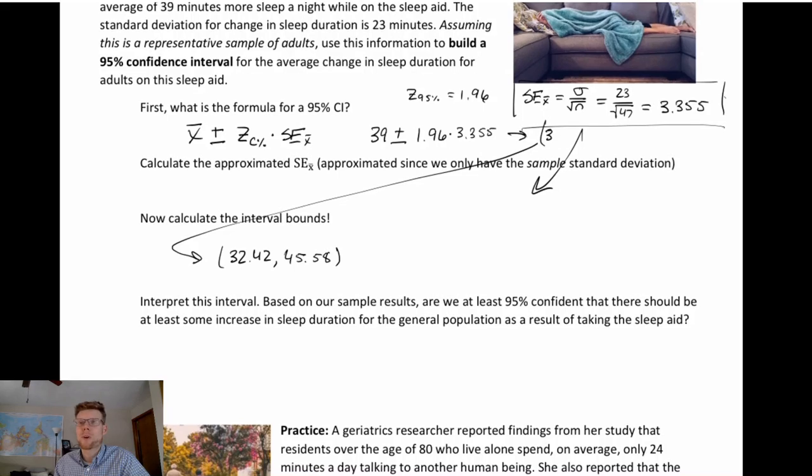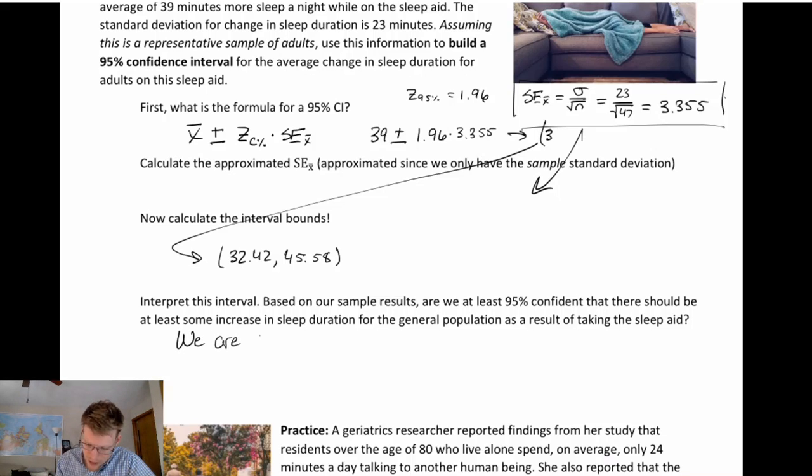Okay, so last we're going to interpret this interval based on our sample results. Are we at least 95% confident that there should be at least some increase in sleep duration for the general population as a result of taking the sleep aid? Okay, so first, we're going to write an interpretation statement, a generic interpretation that we'll use for a lot of these.